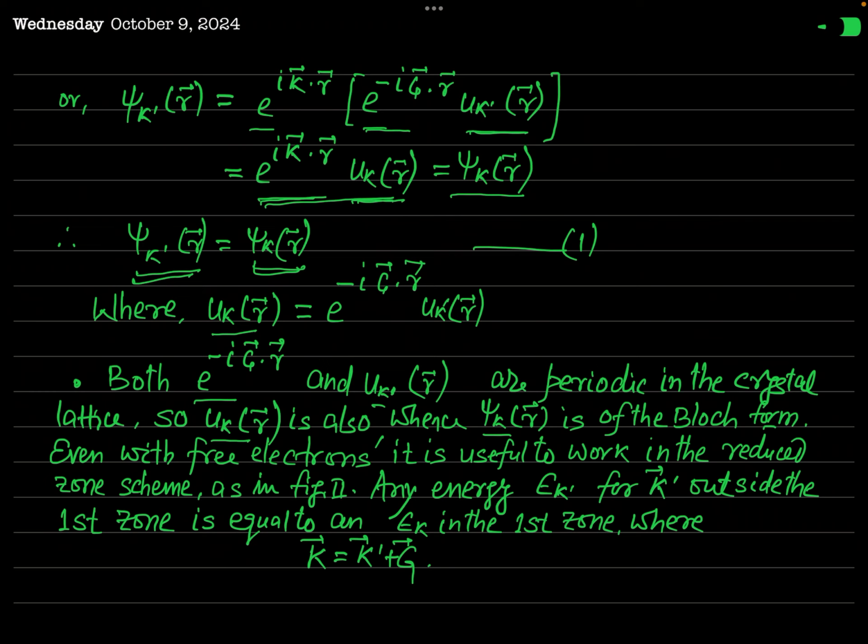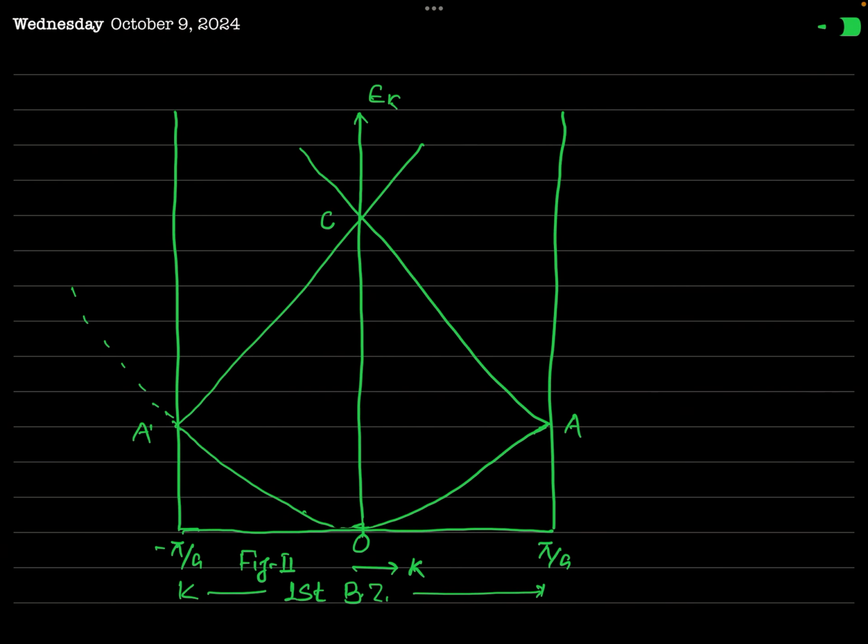Even with free electrons, it is useful to work in the reduced zone, as you can see in this figure number 2, where any energy epsilon k dashed for k dashed outside the first zone is equal to an epsilon k in the first Brillouin zone, where k is equal to k dashed plus g. See figure 2. In this figure, the energy wave vector relation epsilon k is equal to h bar squared k squared over 2m. This is the relation between epsilon k and k.